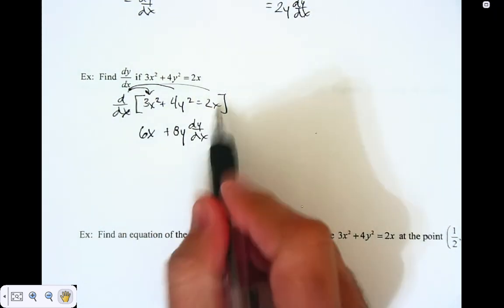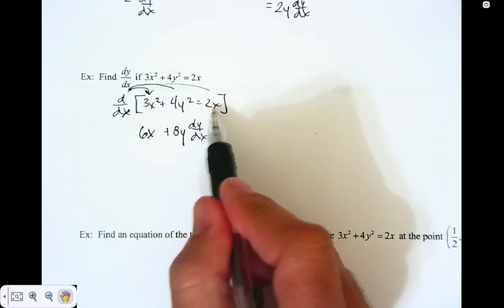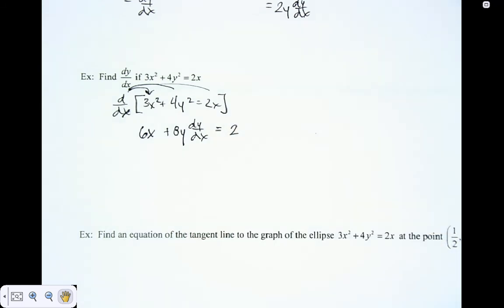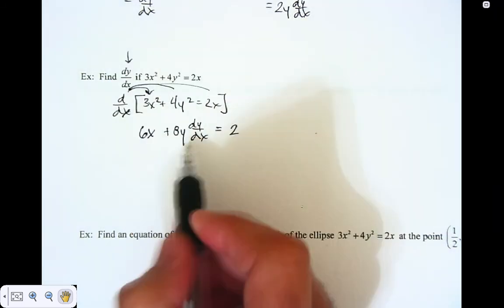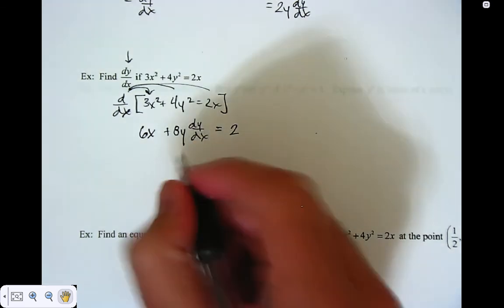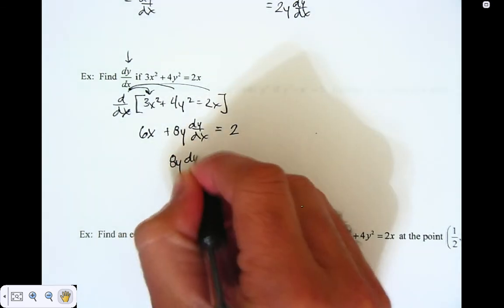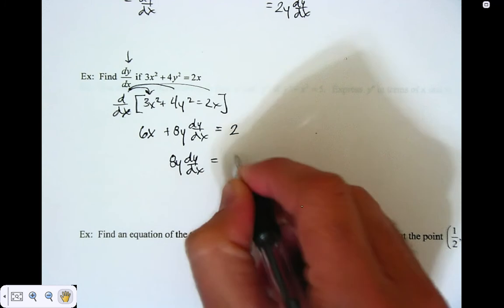We take the derivative of this term with respect to x. These are x terms, so the power rule simply says that. Okay, and the rest is just algebra. If I'm trying to find dy/dx, there it is, right? Just get it by itself. So we have 8y dy/dx equals 2.